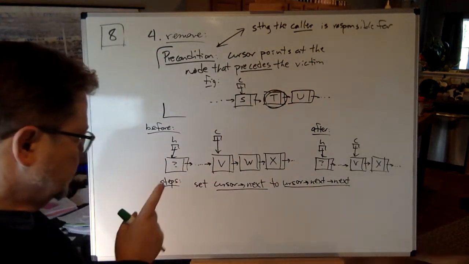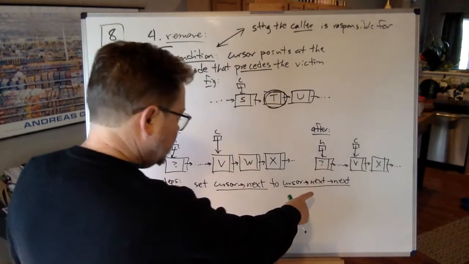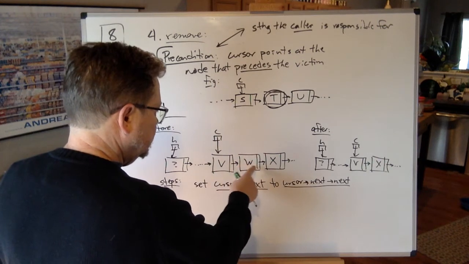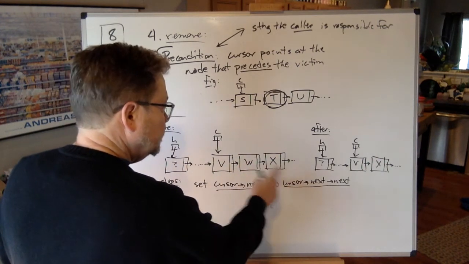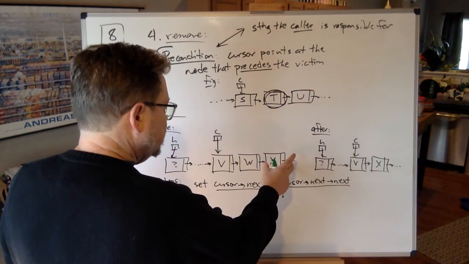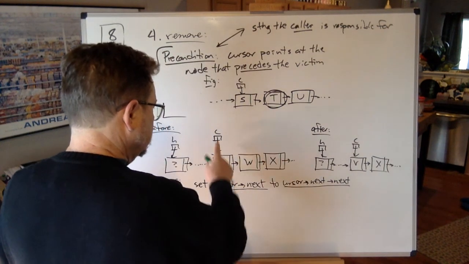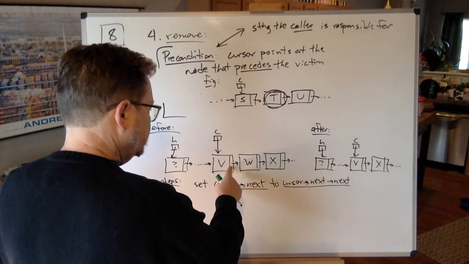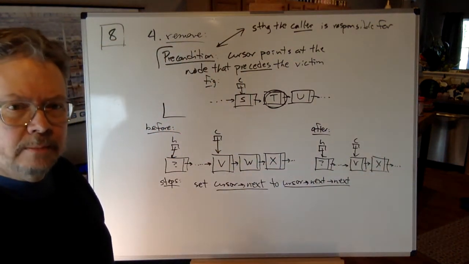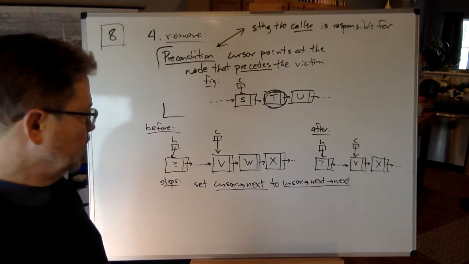Now, this assignment, first of all, we need to track this down. Cursor, arrow, next, arrow, next. And there we are. This is the address of node with X in it. Take the address of node with X in it and put it in cursor, arrow, next. Cursor, arrow, next. So V will point at node X. What could be simpler?